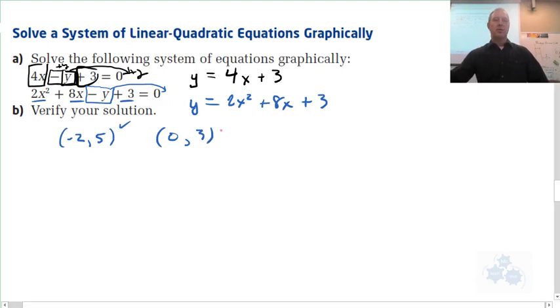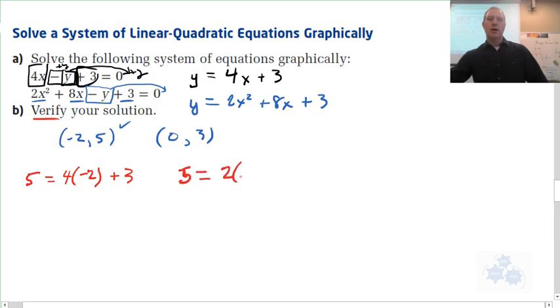Now, graphically, it appears that those are the solutions to the equations. We need to verify, so let's check both solutions to make sure that they make both equations true. So 5 is y and negative 2 is x. Let's make sure this one's good, and we'll make sure that 5 here is good for the other one as well.